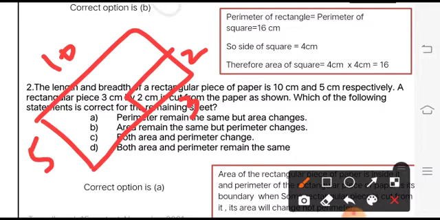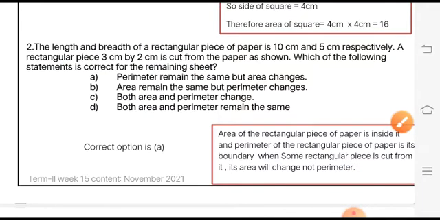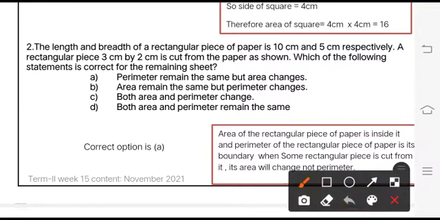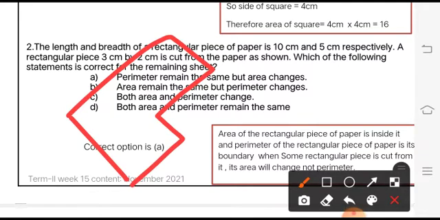If we observe, when we cut the piece of dimensions 3 centimeter and 2 centimeter, the area of the figure will change because the space occupied by the shape will of course change. So area changes but perimeter, overall the boundary remains same.